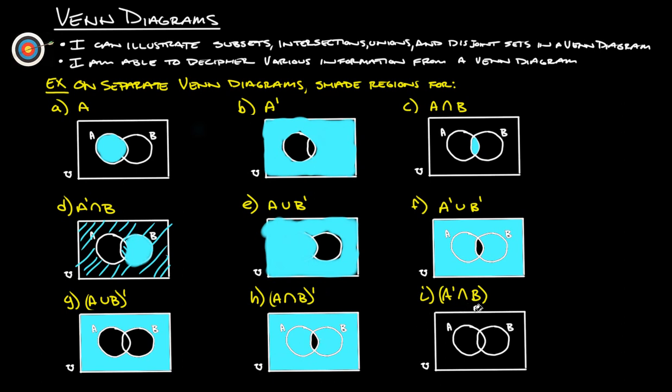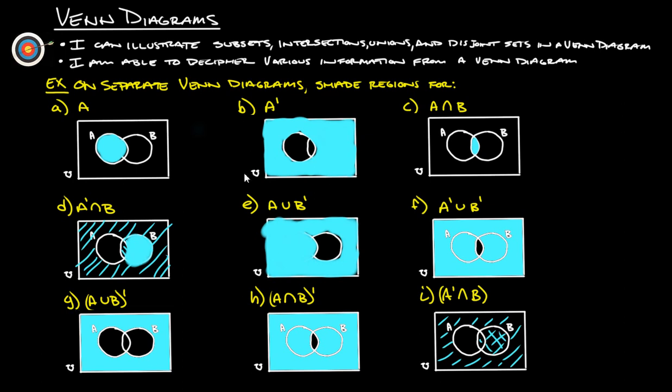Okay? And then the last one is A prime, everything outside of A, intersect B. Since it's the intersection here, we probably want to do a little bit of shading. We do everything that's outside of A, so that's all this stuff here, including all this stuff in B. So this is everything outside of A. And then we also want to include everything that's in B, so that's going to be this here. Where they both cross is just going to be that little section there.